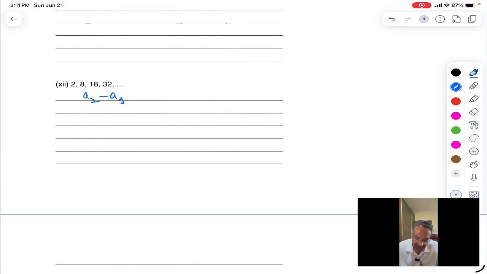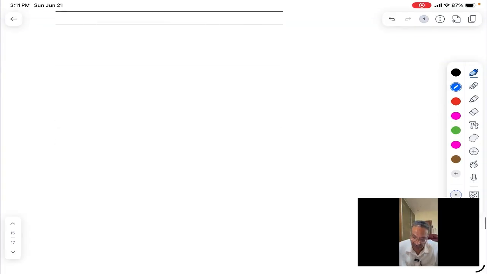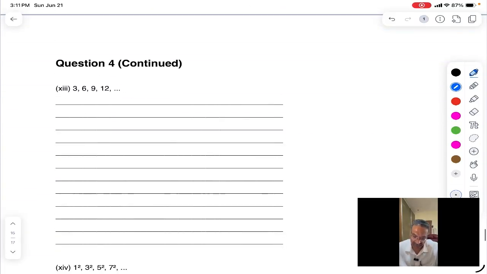Let's come to this. This is also simple. A2 minus A1 is equal to 8 minus 2 is equal to 6. A3 minus A2 is equal to 18 minus 8 is equal to 10. So A3 minus A2 is not equal to A2 minus A1. Therefore, this is not an arithmetic progression.